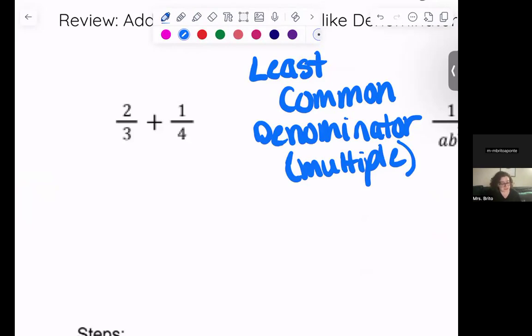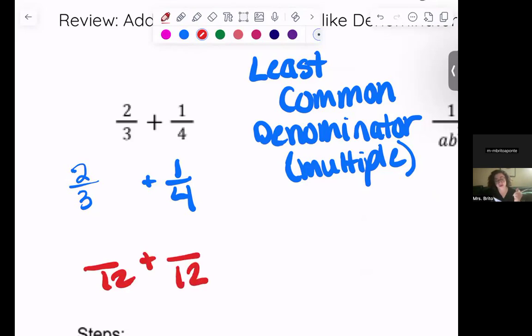So I want to make my 2/3 into something out of 12, and I want to make my 1/4 into something out of 12. So I'm going to leave some room for myself to show all of the things that I need to show. So I decided 12, right? So something out of 12 plus something out of 12. 3 times what is going to get me 12? Well, 3 times 4 is 12. But what I do to the bottom, I have to also do to the top. So we're going to multiply by 4. 2 times 4 is 8.